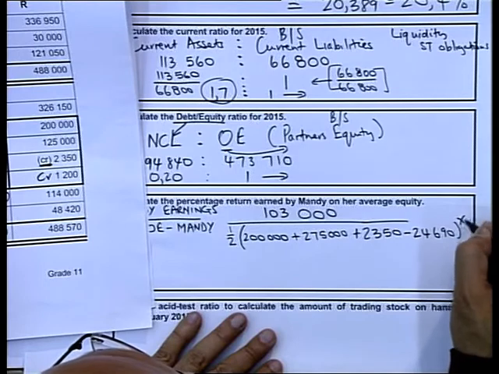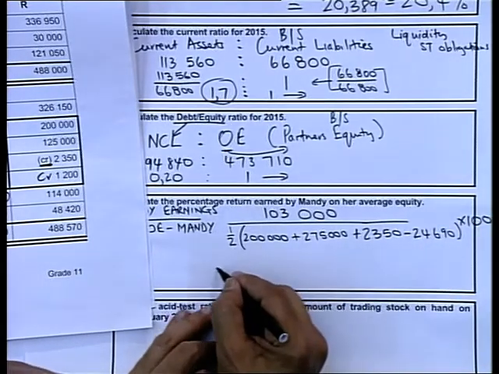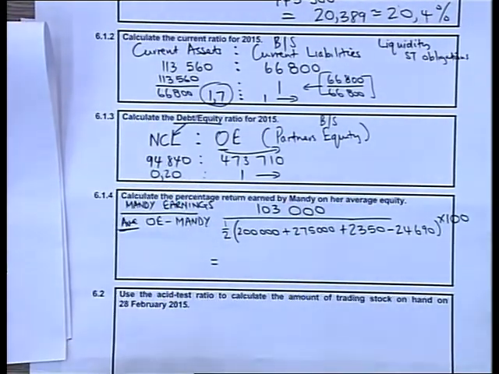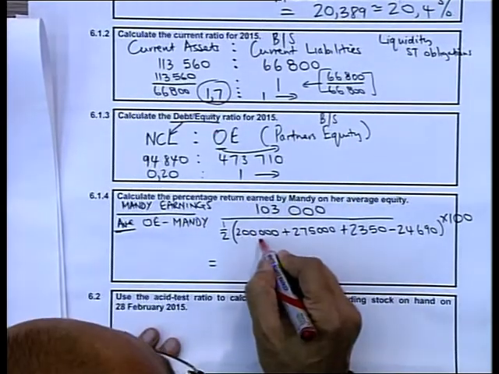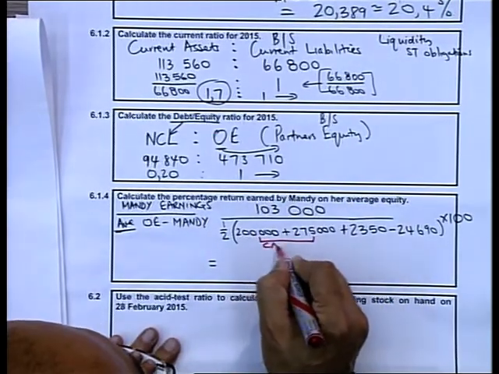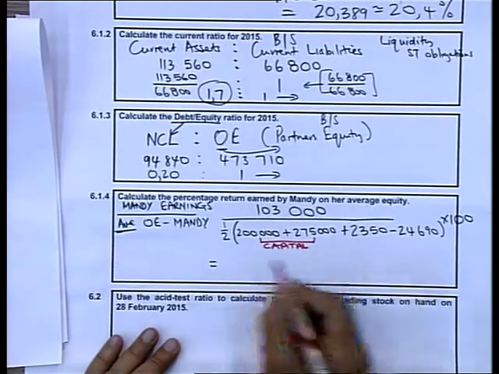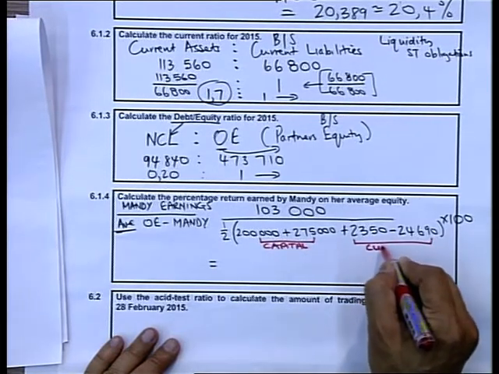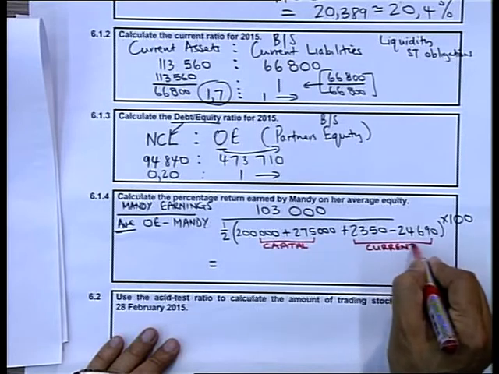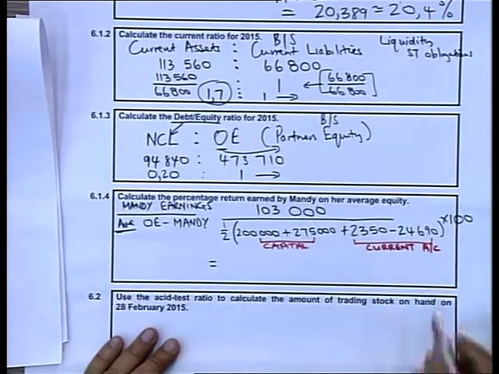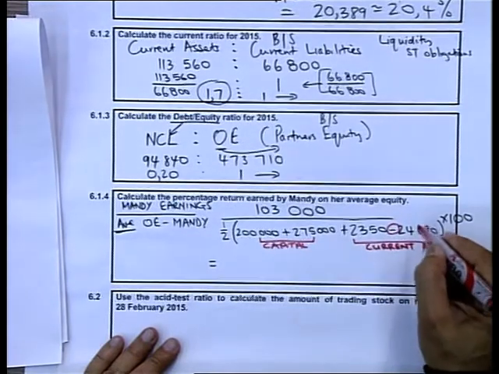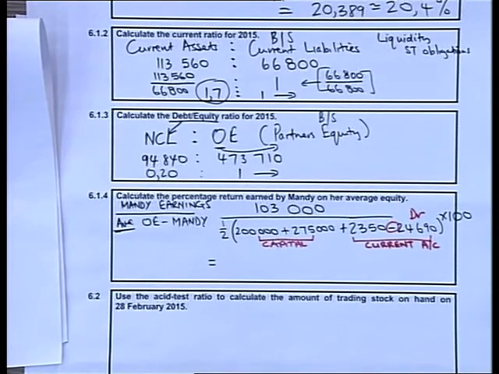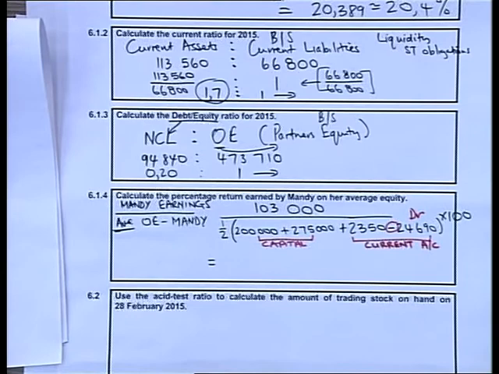And then everything after that, I will multiply by 100 because I want the answer to be in percentage. Okay, so just again quickly, the first two figures will be from capital, so the average of the capital. And the next two figures will be the current account balances. Why do we have the minus there? Because this one is a debit, and all the other ones are credit.